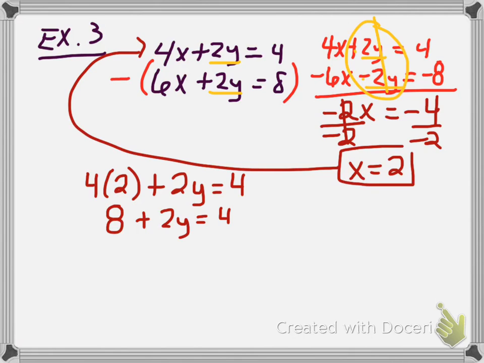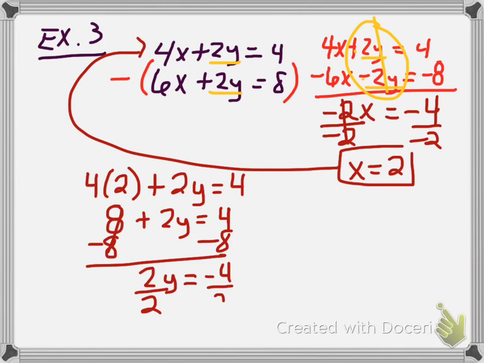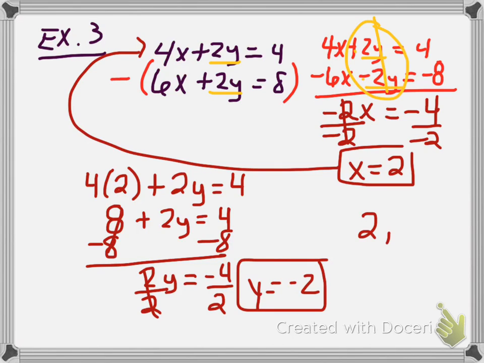Now we're going to solve for y, so we need to make sure that we leave the y by itself, so I would subtract 8. So that's 2y, 4 minus 8 is a negative 4. Divide both sides by a 2. So negative 4 divided by a 2 gives me y is equal to a negative 2. So my answer, 2, negative 2.